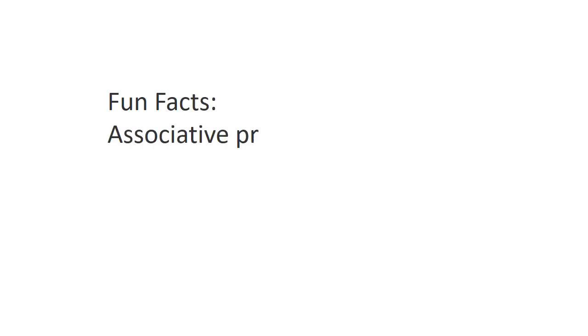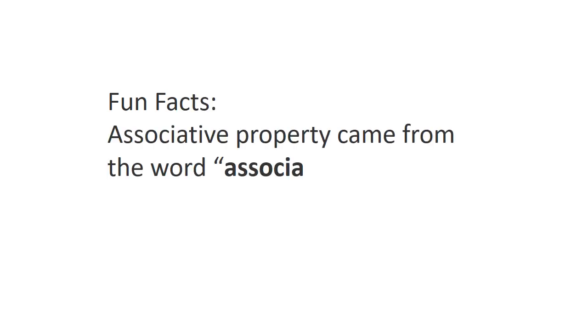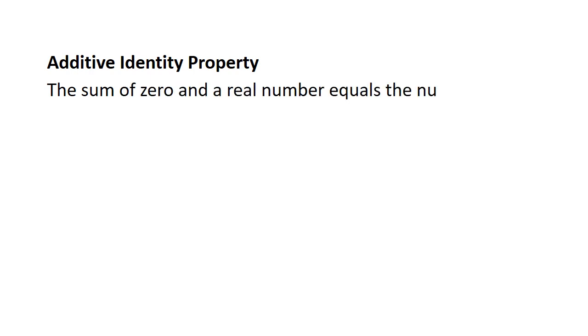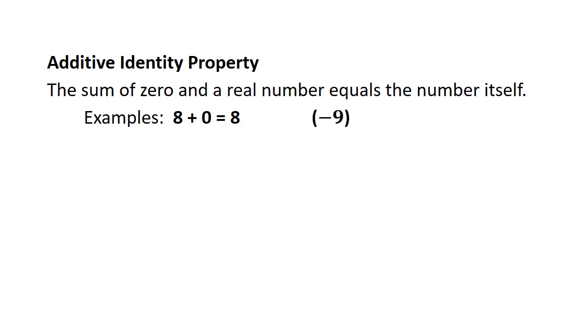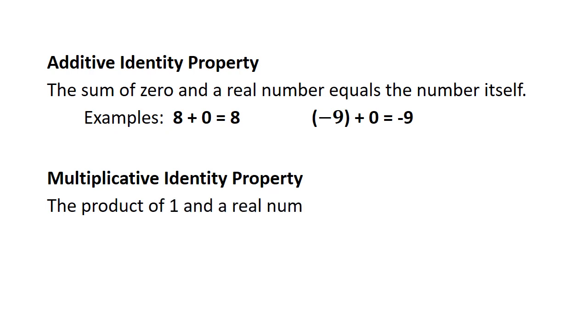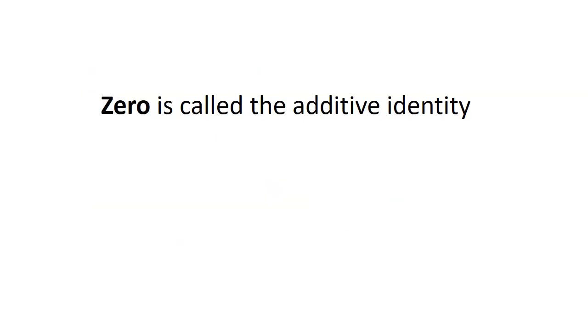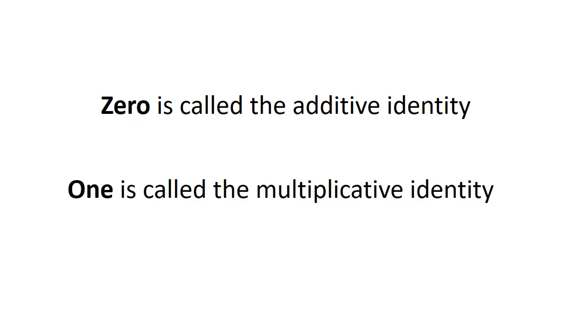Did you know that the associative property got its name from the word associate, which means to group? Let's take a look at the identity property. Additive identity property. If you add a real number to 0, the sum will be the original number itself. Multiplicative identity property. If you multiply a real number by 1, you will get the original number itself. 0 is called the additive identity, while 1 is called the multiplicative identity.